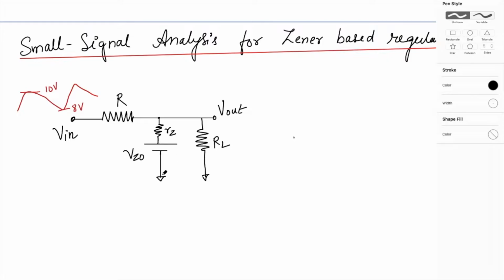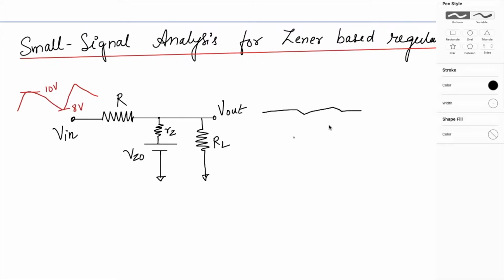And depending upon this Rz, of course, in the output also there may be some small ripple, but because this will be very, very small, negligible, it may be a few millivolts. So we want to estimate: given this ripple, how can I find out the ripple at the V out? So this is my problem statement.